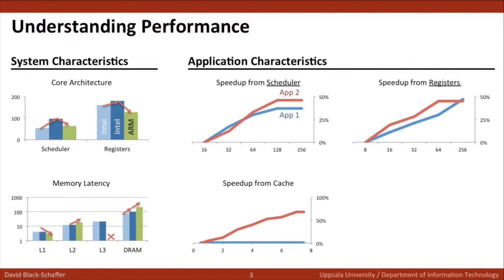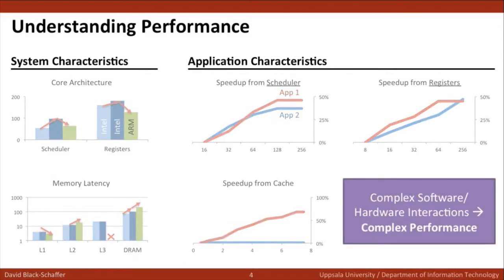Here are two applications showing their sensitivity to latency. That is how much they speed up when they get access to a faster cache. And we see that one of these applications has no performance difference no matter how much cache we give it, whereas the other one has a significant performance difference. So again, how much this affects you depends both on the hardware you're running on and the application you're using. So if we look at this, we come to the conclusion that we've got a very complex interaction between hardware and software, and understanding this is a difficult problem.